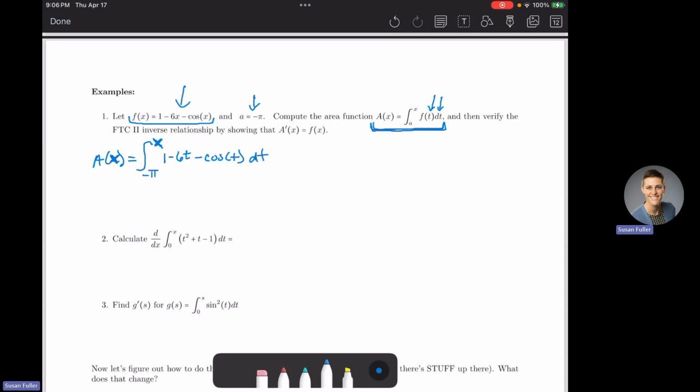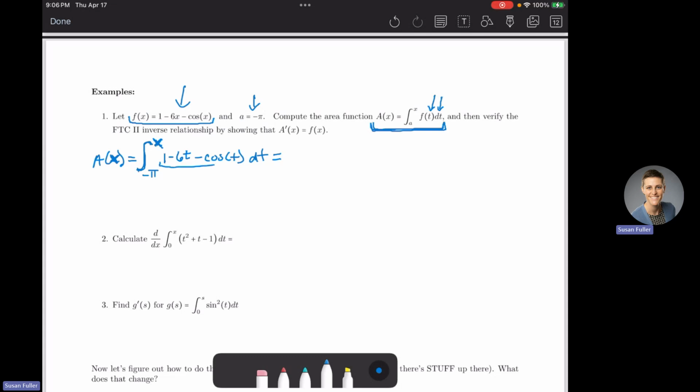Okay, so how am I going to find my area function from this? Well, don't panic. This is a definite integral, right? I've got an integral with bounds on it. It's area. So how do I find area in definite integrals? Because again, I don't know what this looks like. I can't graph this. I can't do it with geometry. We're going to do it with calculus. So fundamental theorem of calculus part 1 says, go ahead and take the antiderivative.